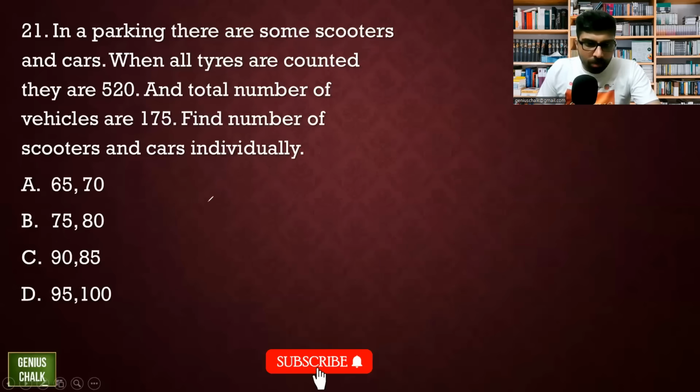Right. One more approach I want to give you is this: if this is 520, suppose scooters have 2 tires and cars have 4 tires, can I write these cars as 2 plus 2? Yes, I can.